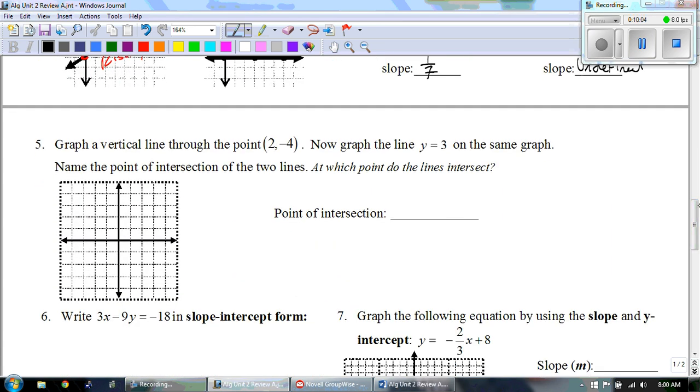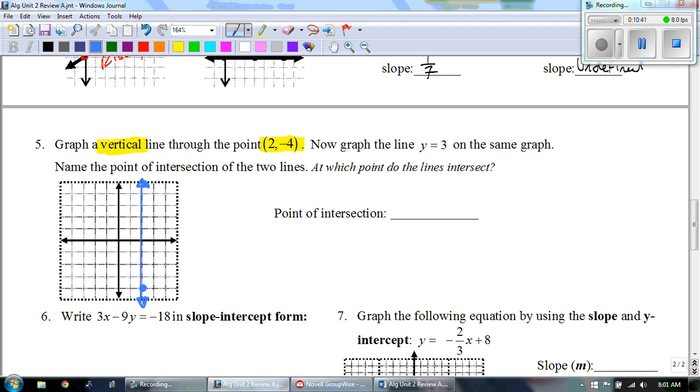Okay, so question number 5 is a very popular one for a test. So let's make sure that we read through everything very carefully. It says graph a vertical line through the point 2, -4. So the first thing I'm going to do is go to 2, -4, which is right there. And then it asks me to graph a vertical line. Now the V in vertical tells me that I need to go straight up and down. Okay, so there is my vertical line.